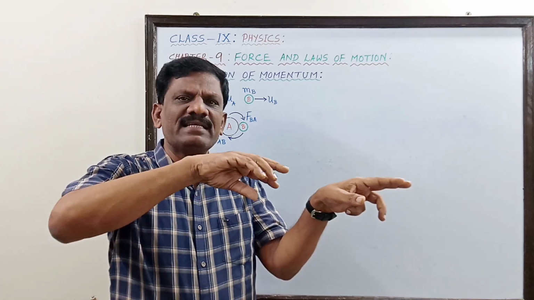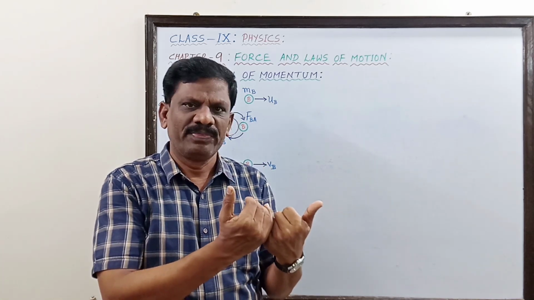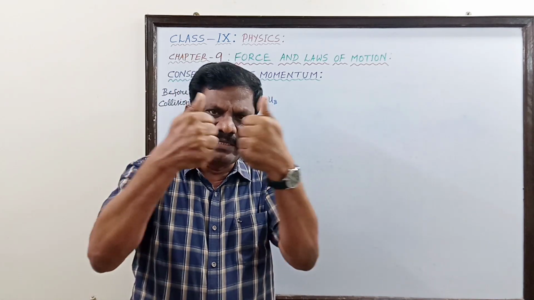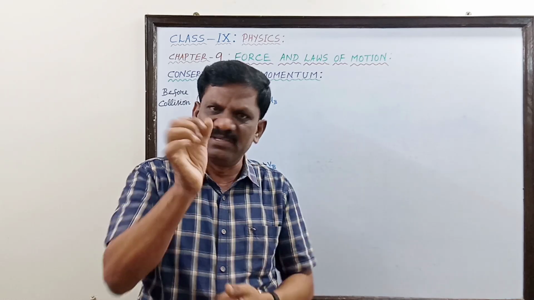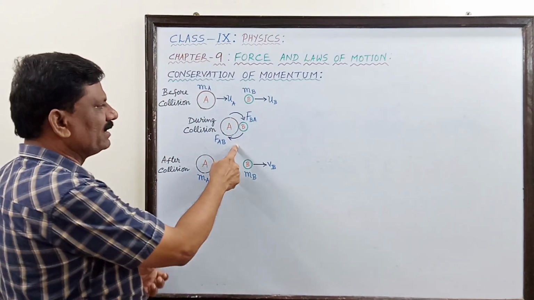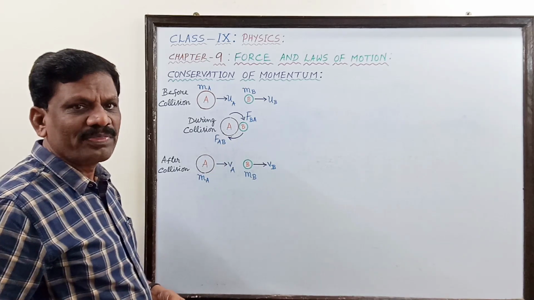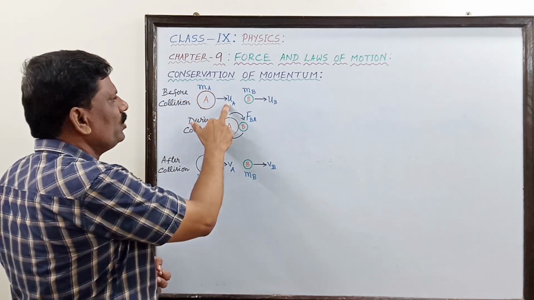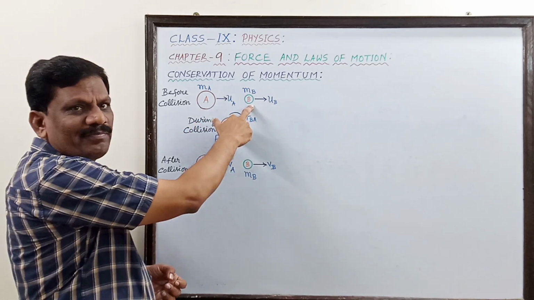So at one instant what is going to happen? A is going to collide with B. A collision occurs and this collision will occur just for a fraction of a second. The time of collision is very short. You can see here, A and B are colliding with each other. Before collision, UA is the initial velocity of A and UB is the initial velocity of B.